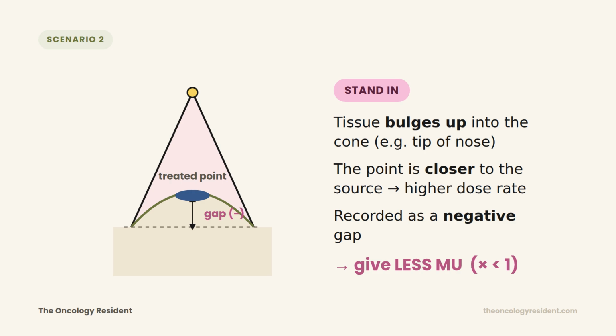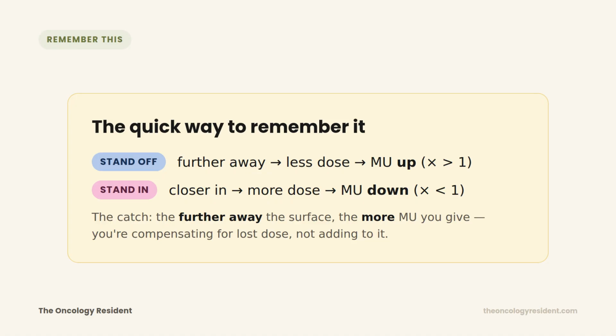If you take one thing away, take this. Standoff: further away, less dose. Dial your monitor units up. Stand-in: closer in, more dose. Dial your monitor units down. And watch for the bit that trips people up. The further away the surface, the more monitor units you give. It feels backwards until you remember you're compensating for lost dose, not piling extra on.